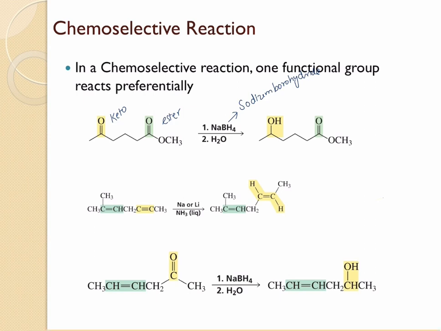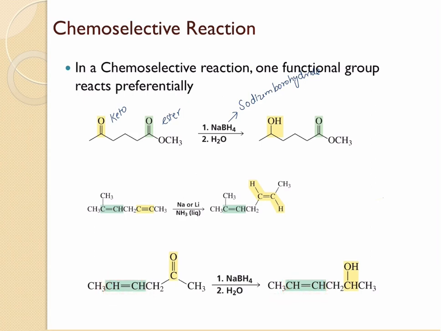Here we have an alpha-beta unsaturated carbonyl compound. Again, we do have a carbon-carbon double bond, and also a carbon-oxygen double bond. So sodium borohydride, yes, we know that this is a reducing agent, but this is not going to reduce the carbon-carbon double bond. Instead, it's going to reduce only the carbon-oxygen double bond. And therefore, the functional group modification will only be taking place at this keto group, where it's going to get converted into the secondary alcohol. But the other part is going to remain as is.